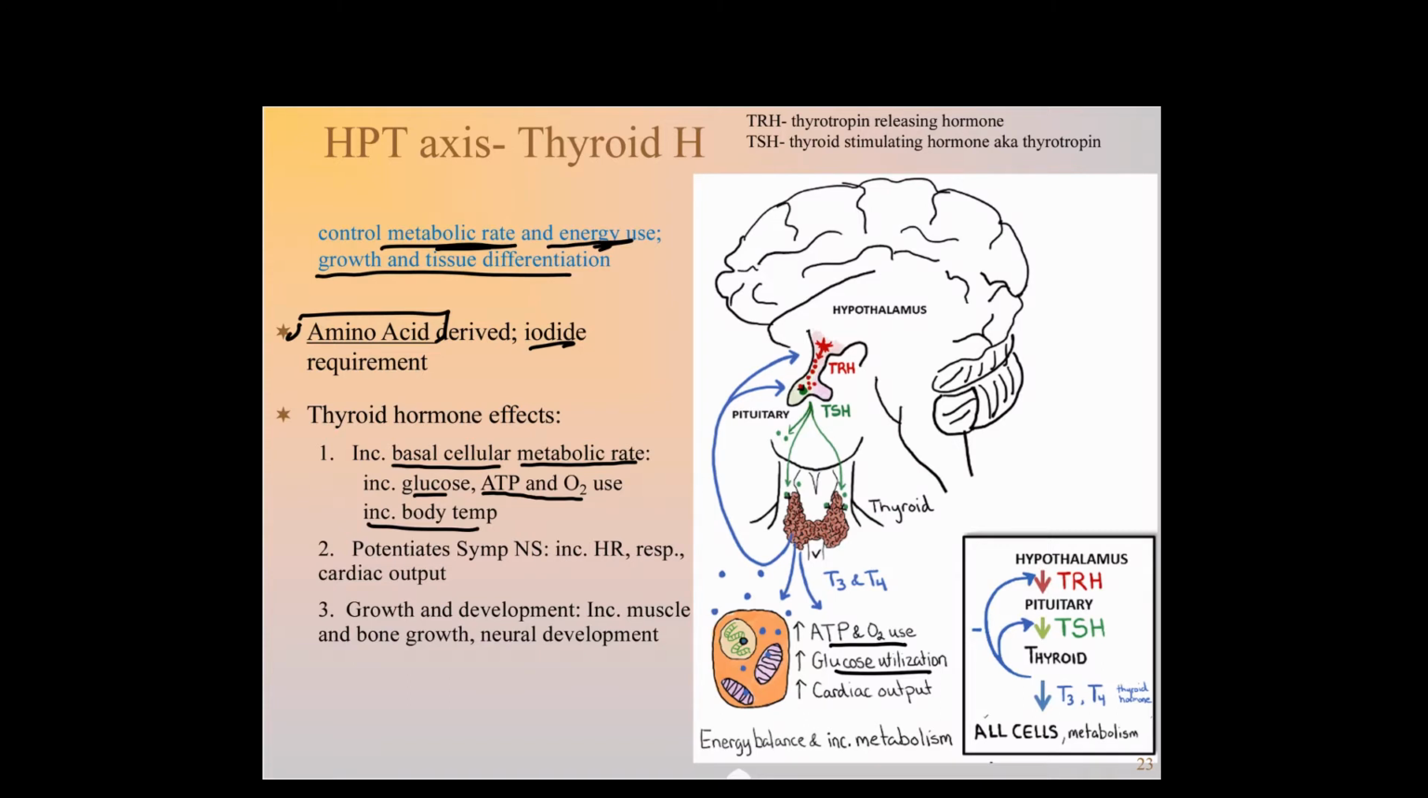The second thing that it's doing is it's going to potentiate the sympathetic nervous system. So you're going to increase your heart rate, increase respiration, and increase cardiac output. All of those, when you think about them, are what you would consider energy balance and metabolism. There are also some growth and developmental functions, like increasing bone and muscle growth, as well as changes in neuronal development. So again, this was a pretty simple one. You have the hypothalamus release thyrotropin releasing hormone onto the pituitary, which releases thyroid stimulating hormone onto the thyroid, which releases T3 and T4 onto basically every cell in the body. Got to have that negative feedback, and we're good to go.